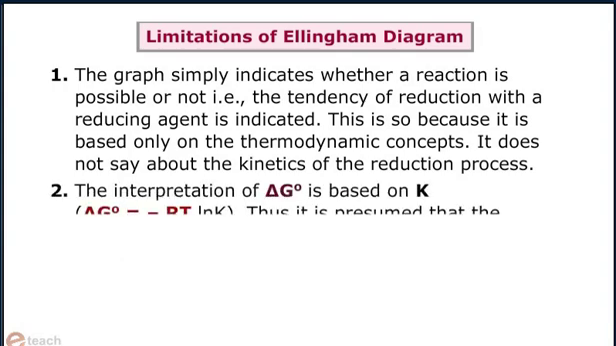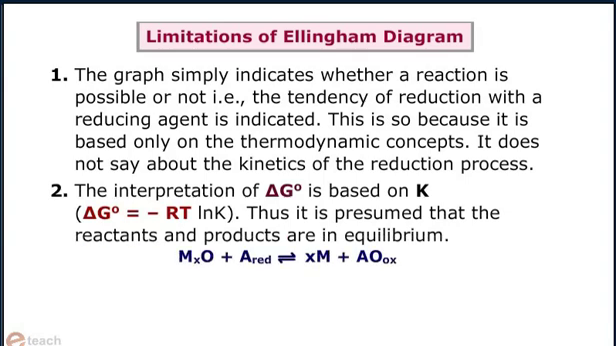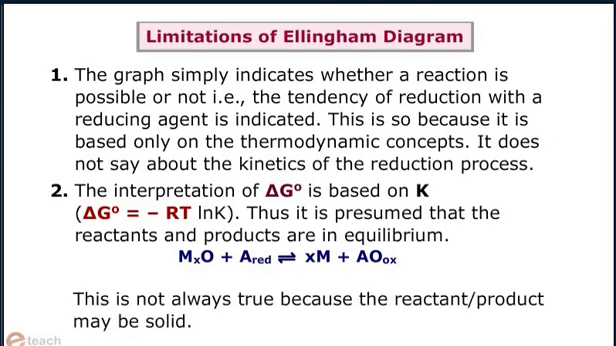The interpretation of ΔG° is based on K. ΔG° equals minus RT ln K. Thus, it is presumed that the reactants and products are in equilibrium. That is not always true because the reactant or product may be solid.